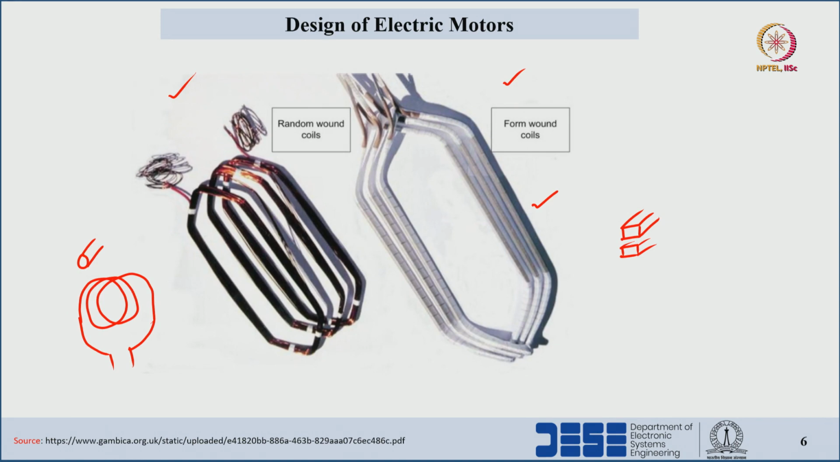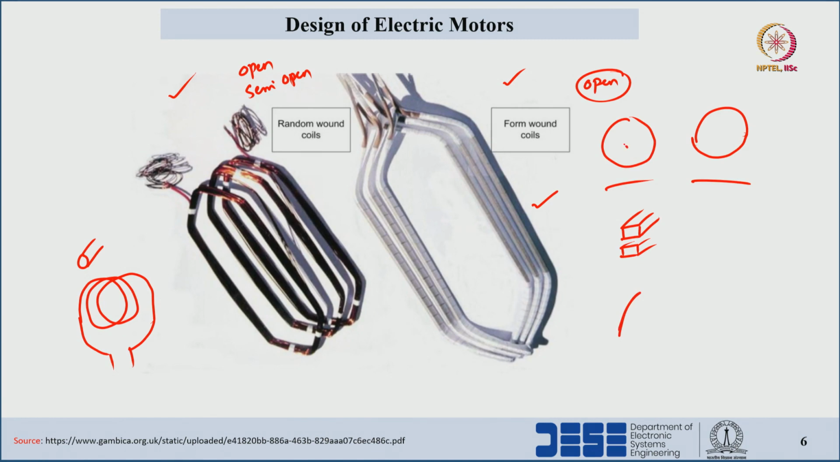Random wound coils we can easily insert in open type of slots as well as semi-open type of slots, and form wound coils are only preferable for open type of slots. Okay. This type of coils we cannot insert in closed slots. If the slot is closed, like these two slots, we cannot insert this type of coils here. For that, each and every wire should go in here and should come out here. Okay. Design complexity will come with respect to the different slots.